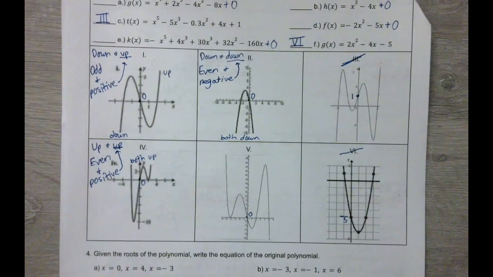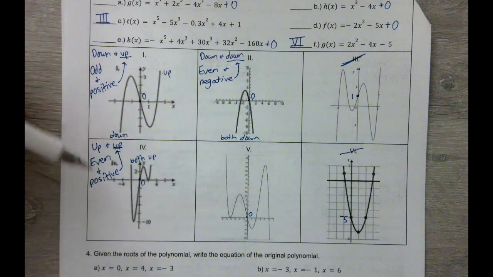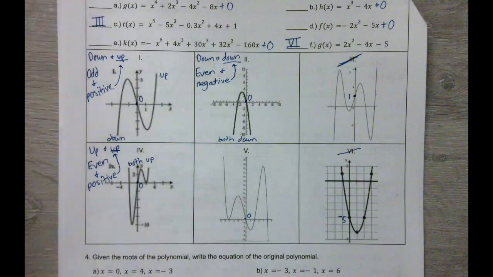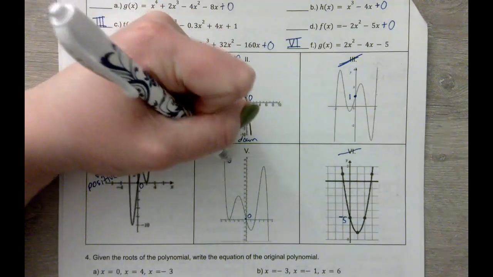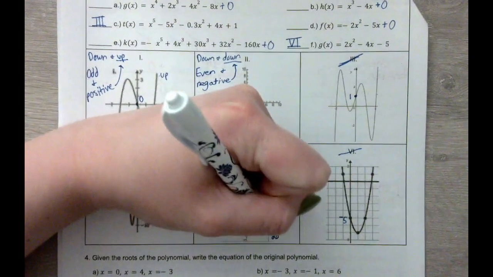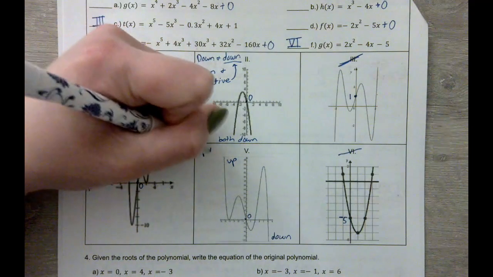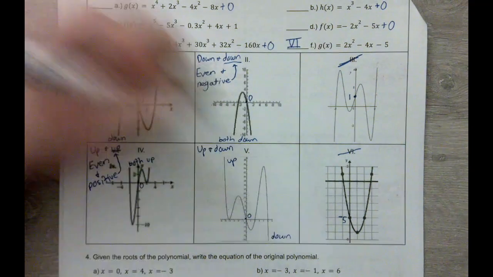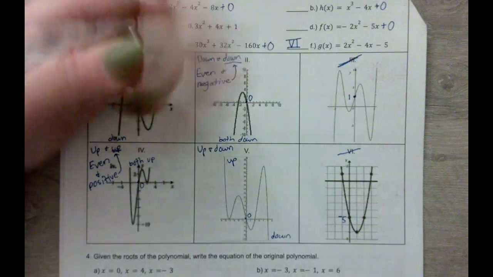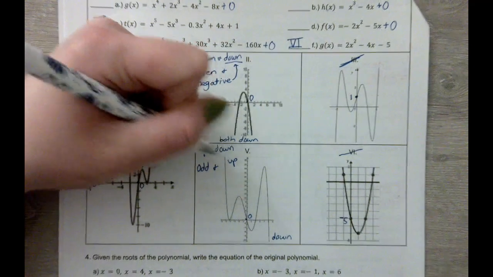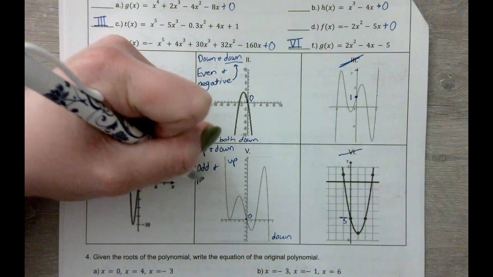So by process of elimination, the only one we haven't used yet is odd and negative, so you can assume that's what this is, graph number 5, and it is. The left side is up and the right side is down. So we have up and down. These are opposites, so that means you have an odd function. And then the right side specifically is down, so it's negative.